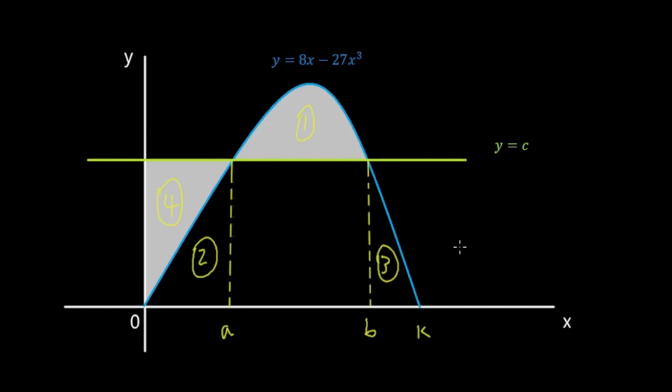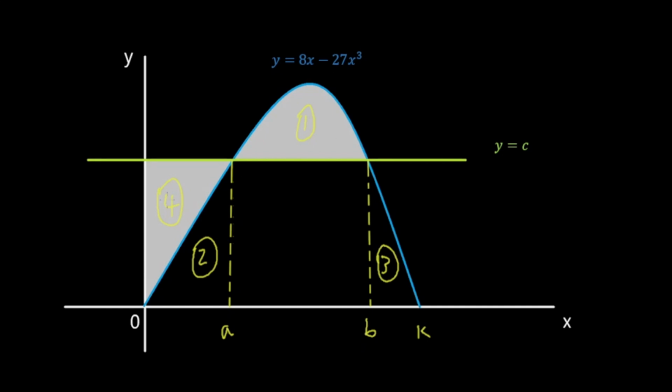How do we do this? The area of 2 is the integral from 0 to a under the cubic function. The area of 3 is the integral from b to k under the cubic function. So we just have to subtract those to get area 1.